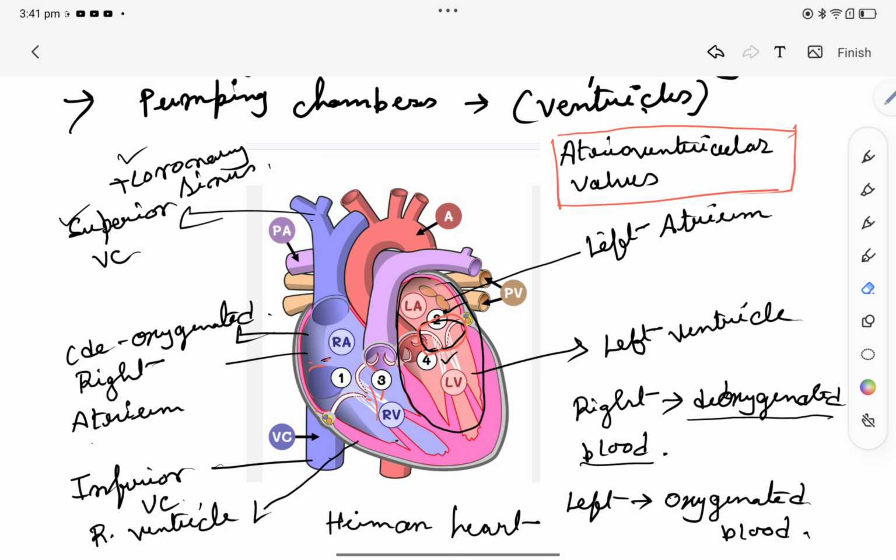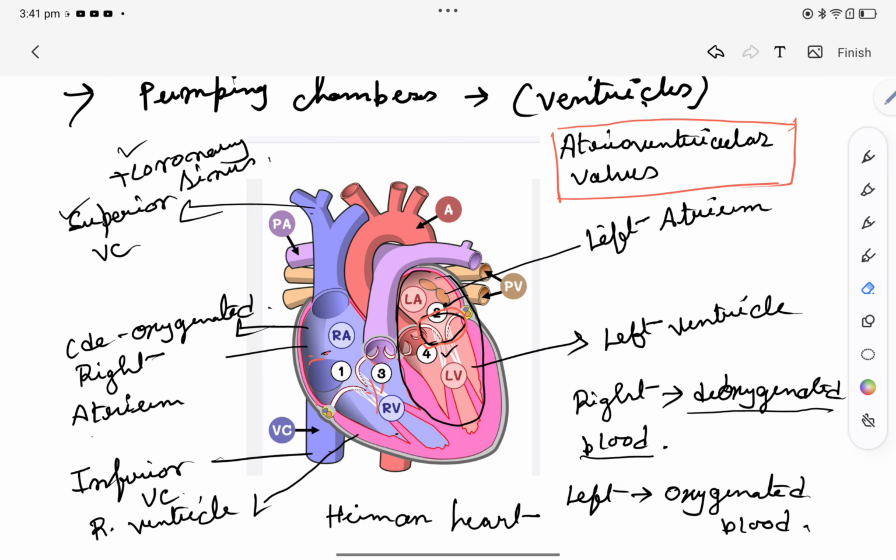Okay, now this particular atrioventricular valve is called tricuspid valve. Okay, this one is called what? This one is called tricuspid valve. Why? Because there are three cusp-like structures, or in very easy language, there are three folds, which stop the backflow of blood.